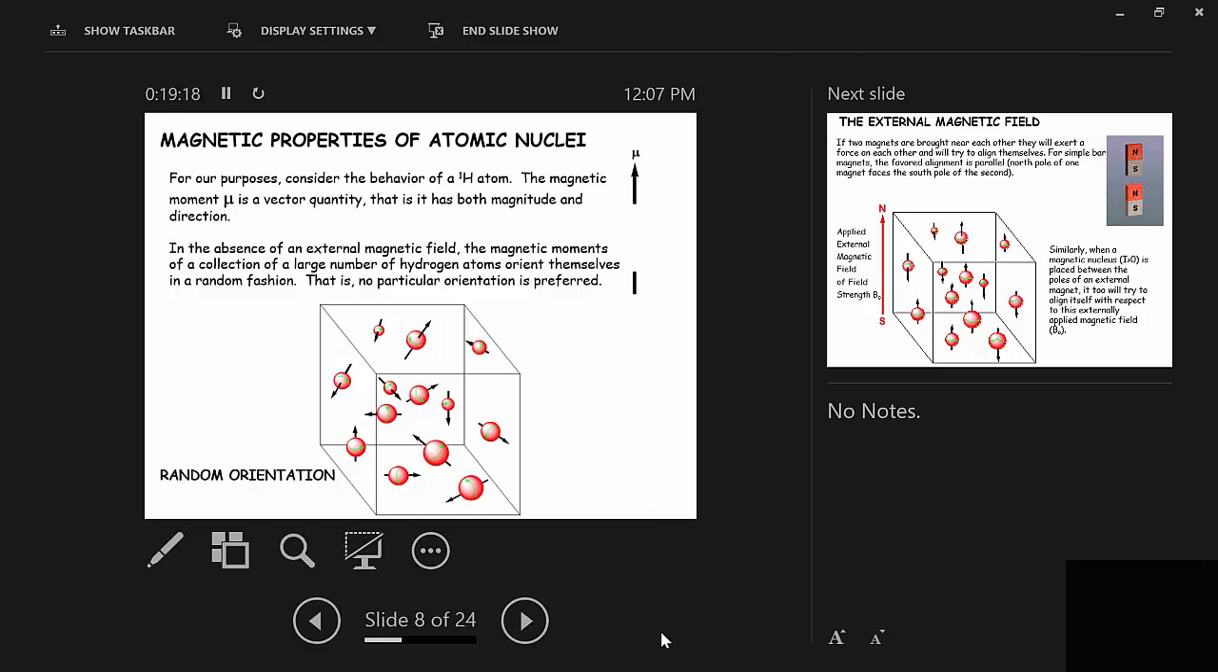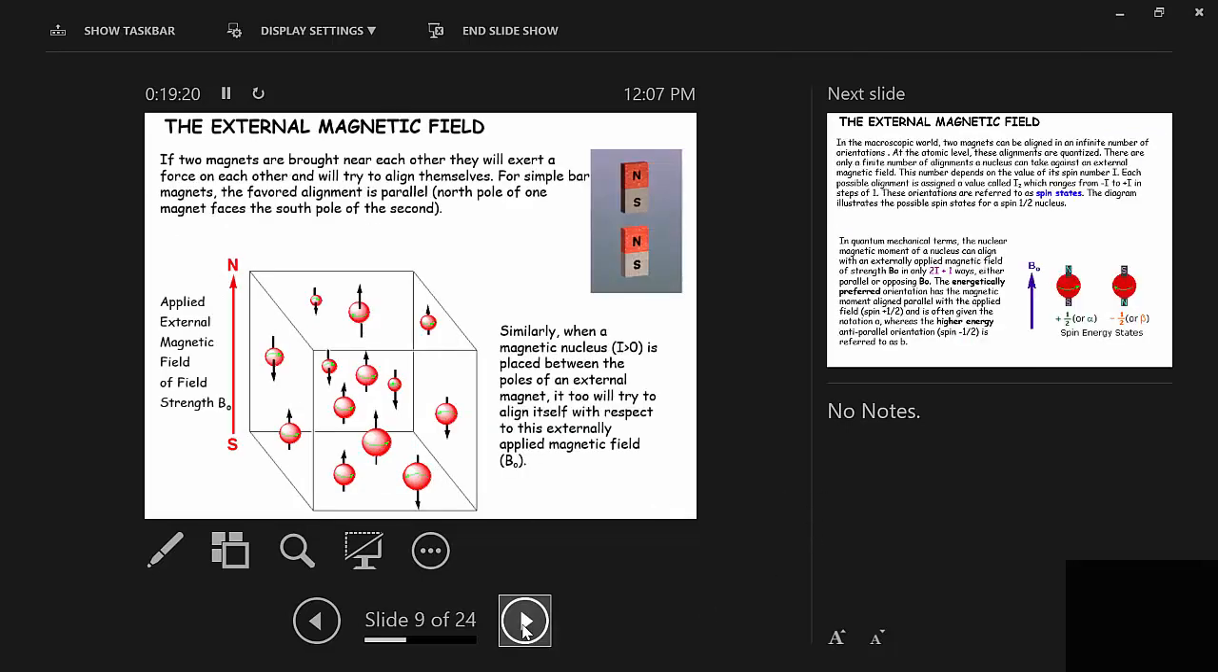Now we put those hydrogen atoms in a giant magnet. This is what's going to happen. We put it in a giant magnet, and the preferred orientation is parallel. But some are still going to be anti-parallel because not all the hydrogens will have the same energy. We're going to have a distribution of energies, right?